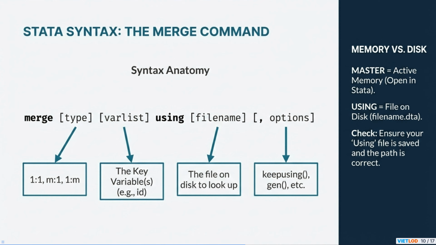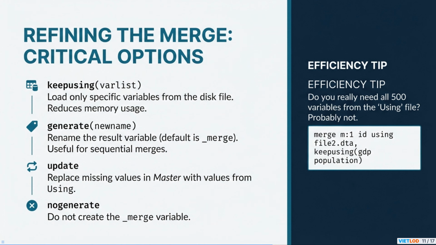Remember, the master dataset is always the one you have open in Stata's memory, while the using dataset is the file you are calling from disk. Finally, comma options allows you to add various functionalities, such as keepusing to select specific variables from the using file, generate to rename the merge result variable, or other options we discussed previously. A critical check to always perform is to ensure that your using file is saved and that the path to it is absolutely correct to avoid common merge errors.